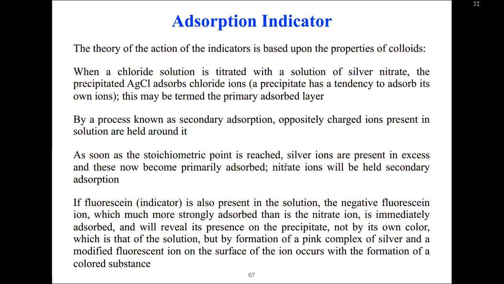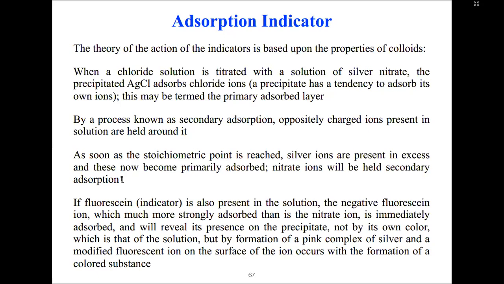That will be your silver ion, your next layer. Then outside the silver ion, which is the positive ion, you'll have a negative ion, which is nitrate ion as a secondary adsorption, okay? So again, the PPT is the main one, that is the core, AgCl is the core. If chloride is in excess, then chloride will be the primary layer, that is a negative ion, and the next, positive ion will be the outer layer.